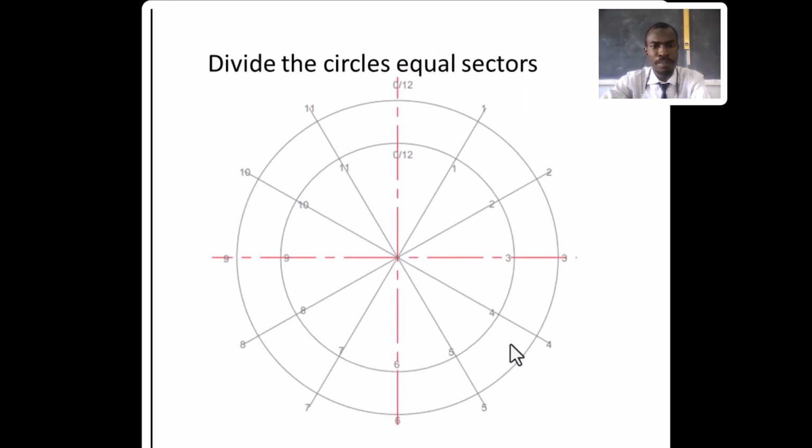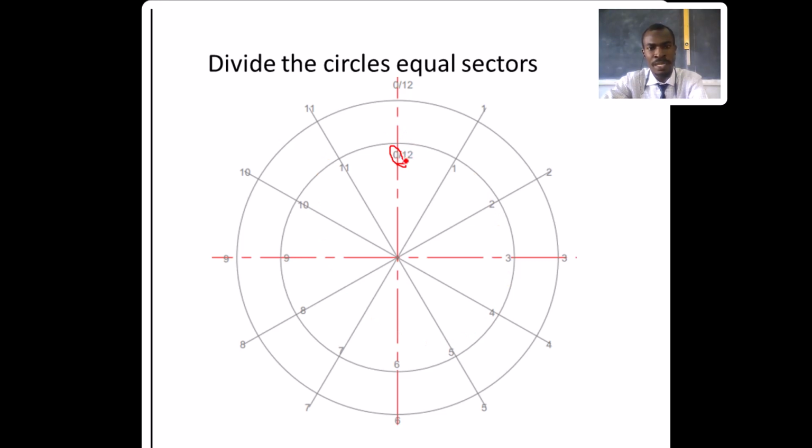The next step in our construction is to divide our two circles into equal sectors. So for our particular example, we are going to divide our two circles into 12 equal sectors. Once you divide your two circles into equal sectors, you number them. So for our example here, we'll start from 0 here, and go clockwise all the way up to 12.